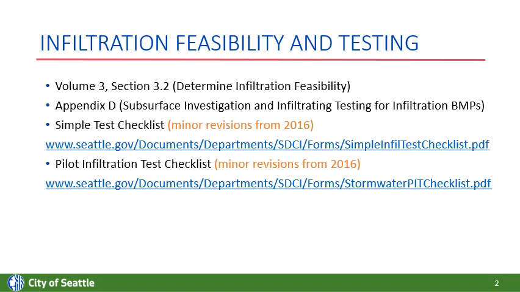So all of the infiltration feasibility and testing information is mostly going to be in the stormwater manual in volume 3, section 3.2, in the appendix D, and in the infiltration test checklist. The checklists have been updated slightly from the 2016 version. So again, similar to the workbook, please go onto our website to download the most recent versions for your project.